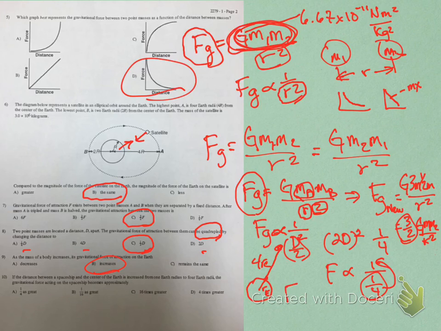Again, it's the same thing where the weight is proportional to, or the force of attraction, 1 over r squared. If I'm quadrupling r, I have 1 over 4r squared. My answer is 1/16 of my old answer. So the answer is going to be B.